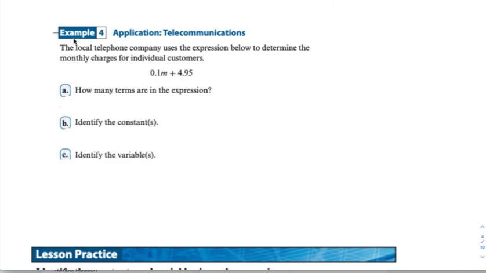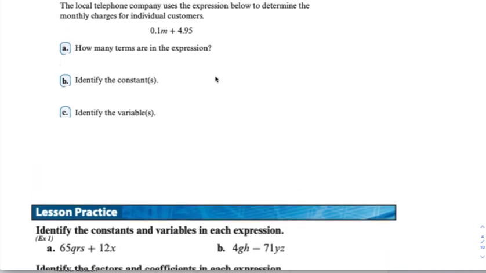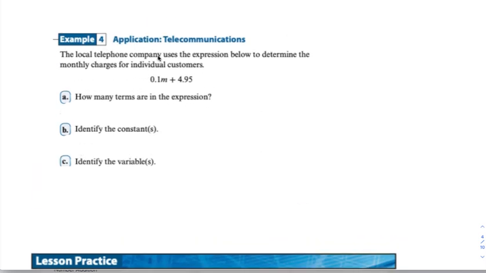So we have example 4, and this is our final example before our lesson practice, which you should do. All right, so this application is telecommunications. The local telephone company uses the expression below to determine monthly charges for individual customers. Fine. So we've got 0.1 times M, whatever that is, maybe it's the number of calls made in the month, who knows, plus 4.95. How many terms are in the expression?